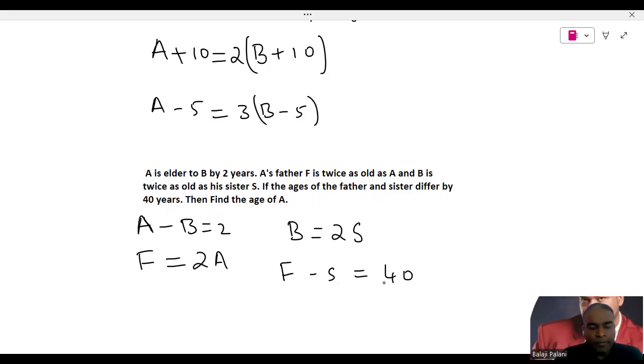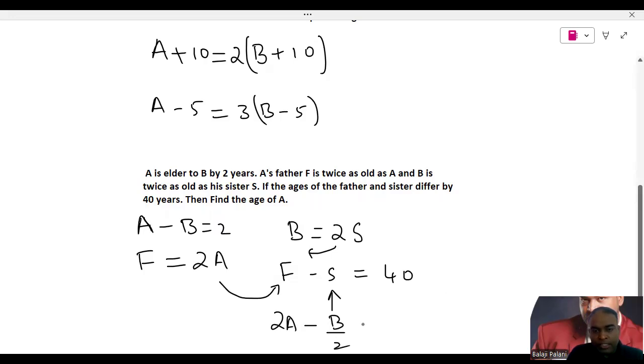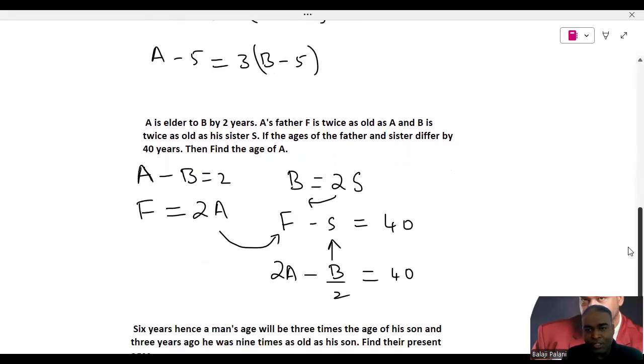Now what happens: usually in the previous two questions, it was all either x and y or a and b alone. Now we have a, b, f, s. Since there are many variables, you have to relate everything to a and b, which is easy to solve. So instead of f, what can we put? We can substitute 2a. From this, you can replace f by 2a. And what is s? Not b by 2 mistakenly; s is half of b, so here we will have b by 2. Now what does this become? 2a minus b by 2 is 40. So now that we have both the equations in terms of a and b, it will be easy to solve later on. So this was that question.